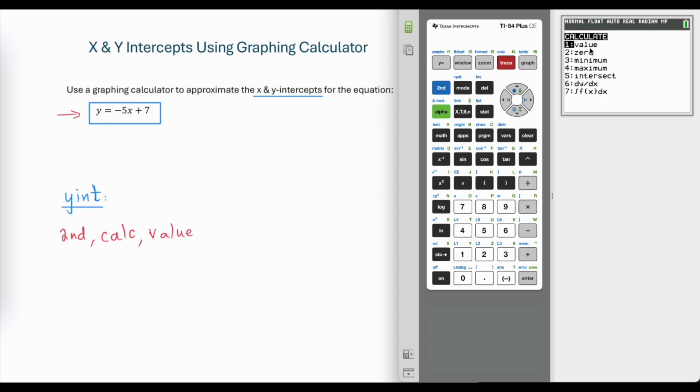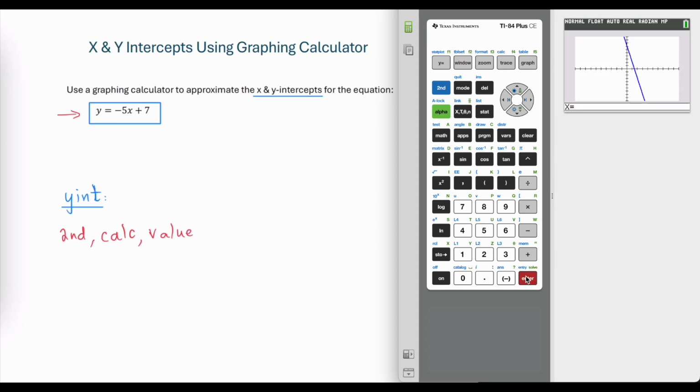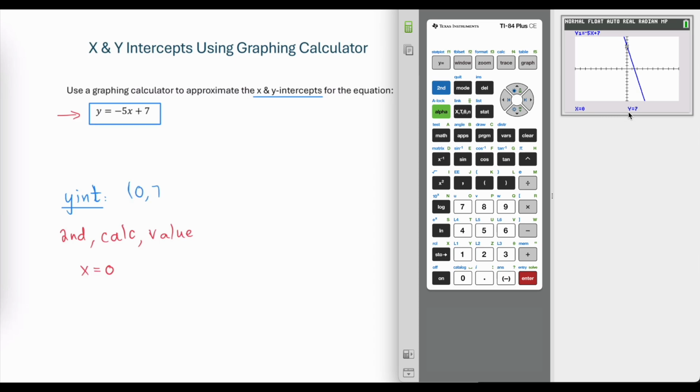While our cursor is next to the value button, we'll hit enter, and then we can put in whatever x value that we want. Notice that if we are on the y-axis, the x coordinate would be 0, so we just type in 0 here and then hit enter, and it'll tell us that the corresponding y value is 7. So the y-intercept on this graph would be the ordered pair 0, 7. When x is equal to 0, y is equal to 7.